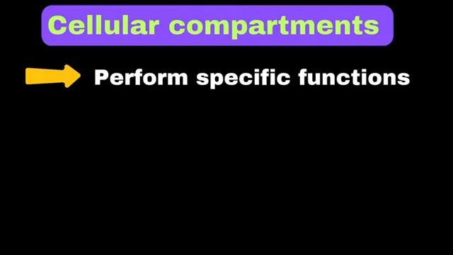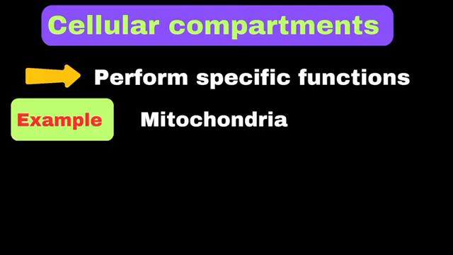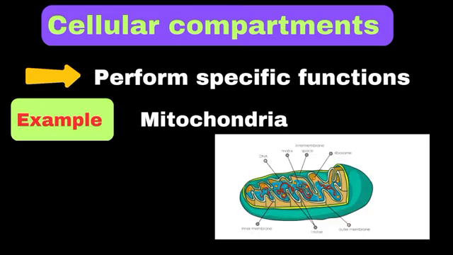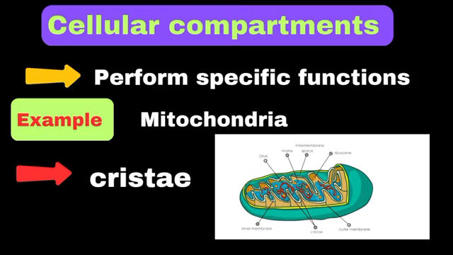Moving to cellular compartments, these are specialized areas within the cell that perform specific functions. Let's understand this with the example of mitochondria, often called the powerhouse of the cell. Just like a power plant in a city, mitochondria have their own unique structure with folded inner membranes called cristae, where energy production takes place. Here, glucose is broken down through cellular respiration to produce ATP molecules.